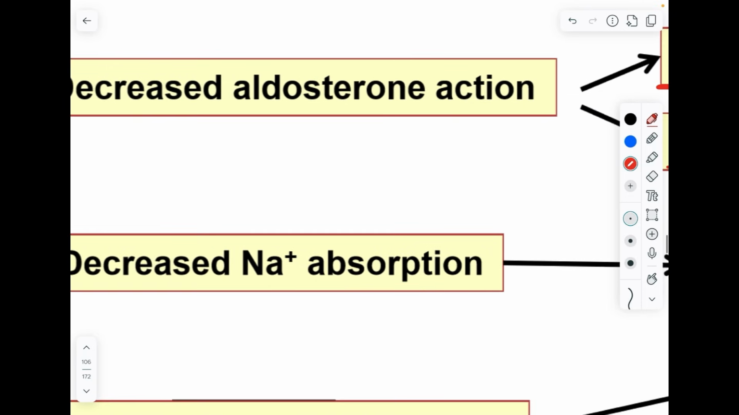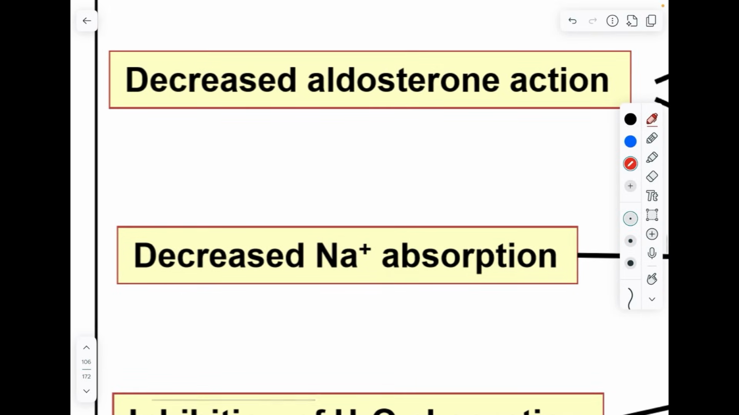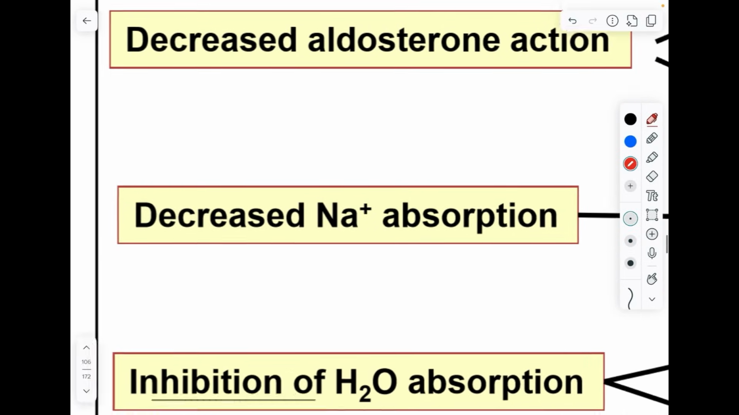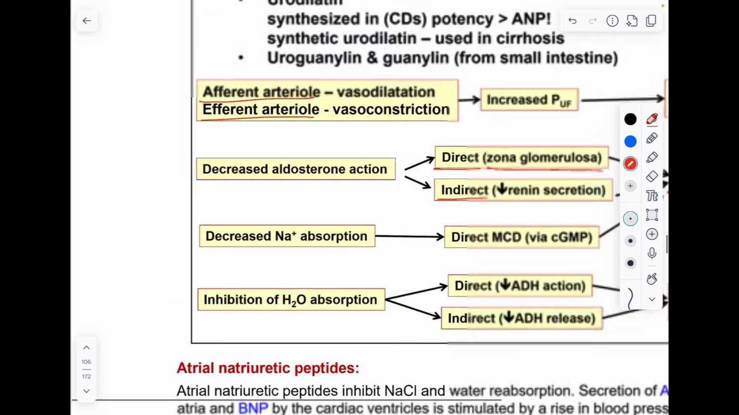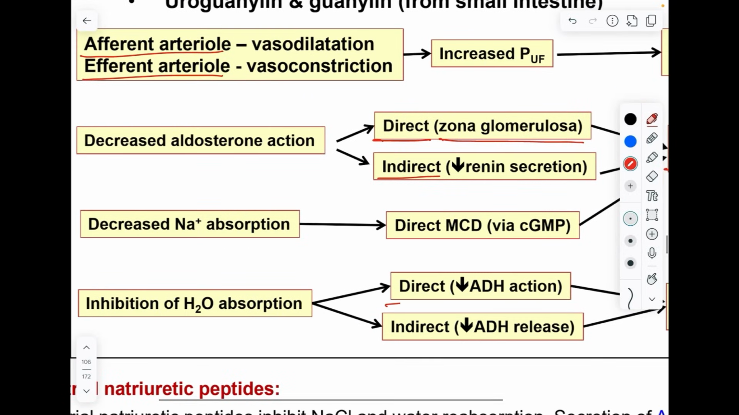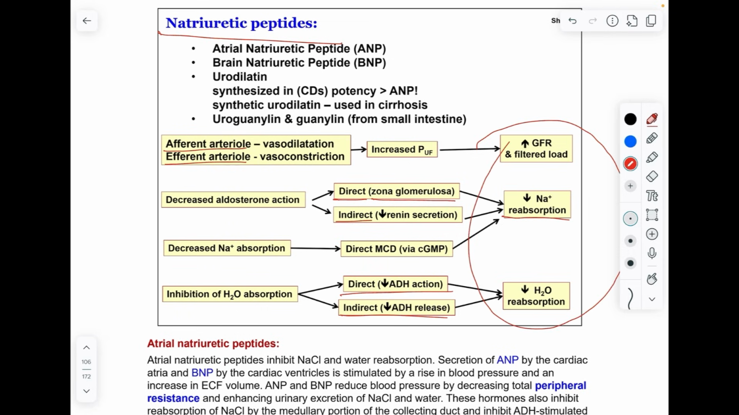Will you have decreased or increased urea absorption? Of course, decreased. You want to get rid of it. And inhibition of water absorption, of course, you want to get rid of water, so you will inhibit it. How does it inhibit water absorption? By doing the exact opposite of ADH. One, it will decrease the ADH release, so we have less ADH. And for the existing ADH, it will decrease its effect. So direct and indirect, leading to these. Very easy. You don't need to memorize it.